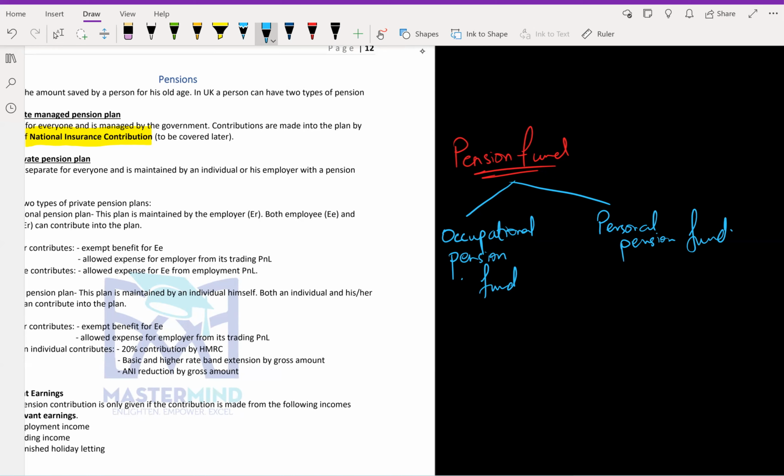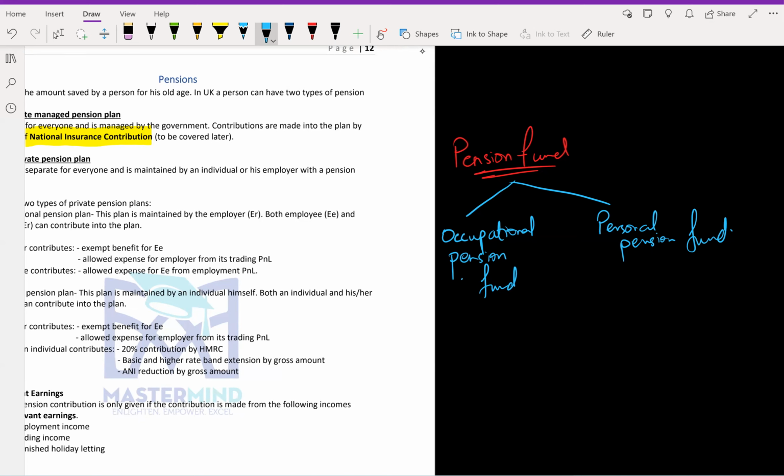Obviously, occupational pension fund is not valid for someone who is self-employed, who's running a business themselves. It's not valid for them. Yes, it could be valid for their employees. If you're self-employed, if you're a businessman, a businesswoman, right, you can open up a pension fund for your employees. For them, it will be an occupational pension fund, right? But from the perspective of the employee, it's valid.